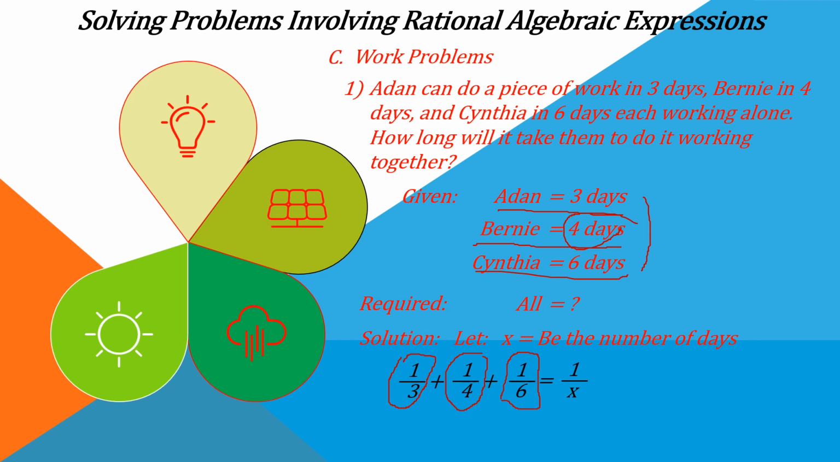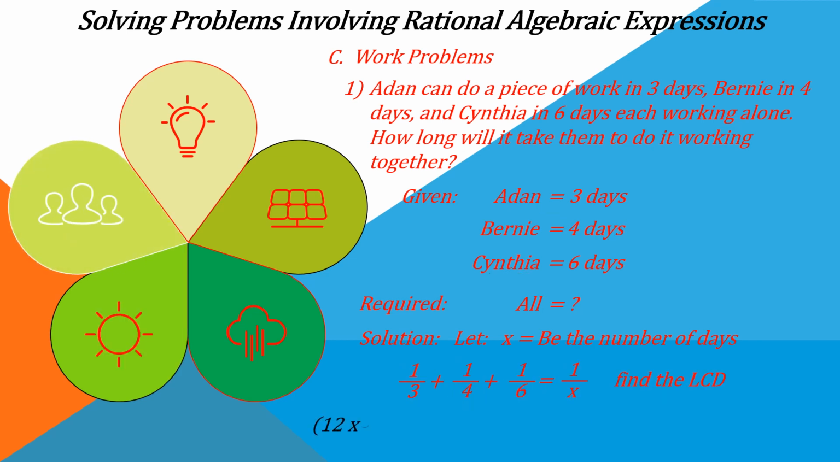It means this is the daily accomplishment of these three persons working together. Now, let us find the least common denominator of this equation. The least common denominator is 12x, and we will multiply both sides of the equation. So 12x multiplied by the quantity 1 over 3 plus 1 over 4 plus 1 over 6 equal to 12x multiplied by 1 over x. This 12x is our least common denominator of 3, 4, 6, and x.